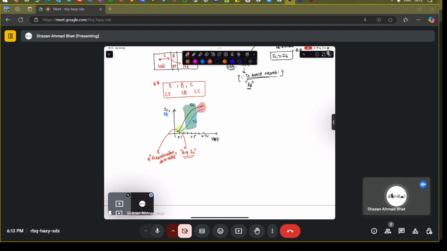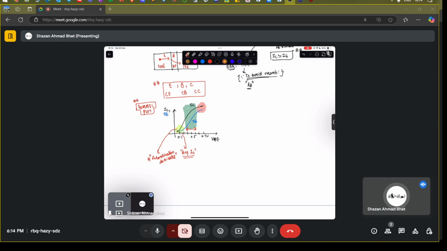And this is basically the region where you want the collector current to be very high compared to the base current. And this is something called the Gummel plot. I don't care about the name, but the concept should be understood.